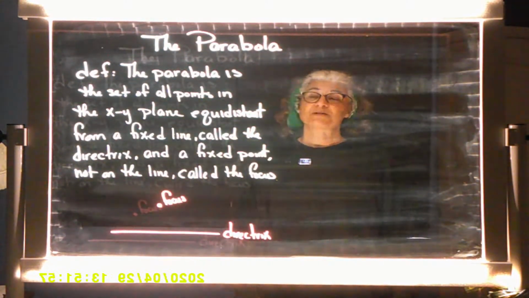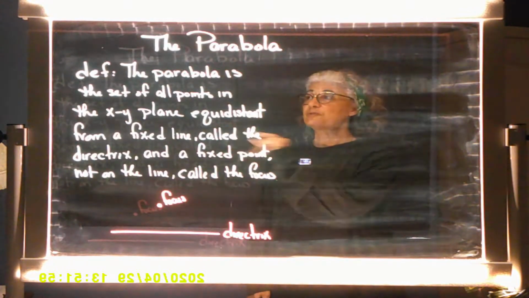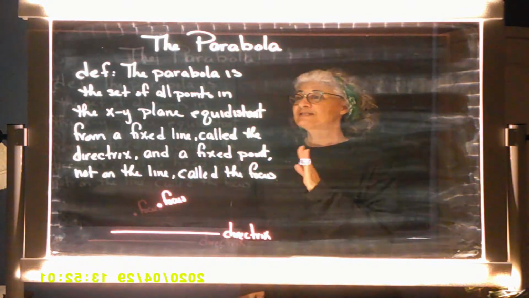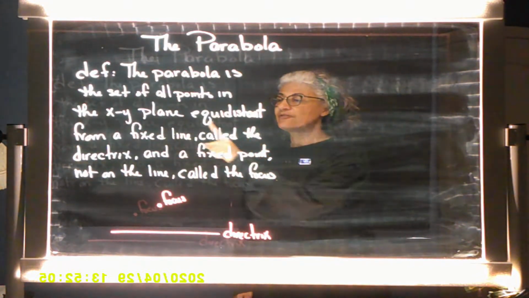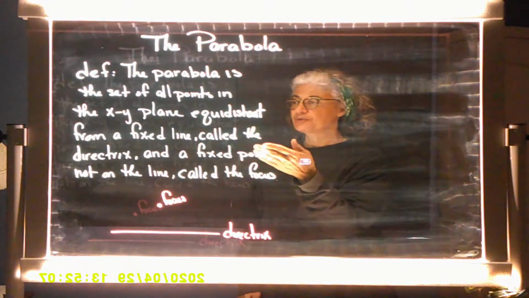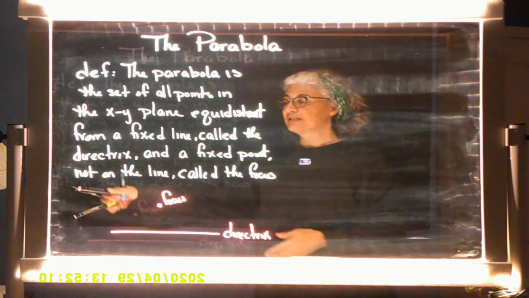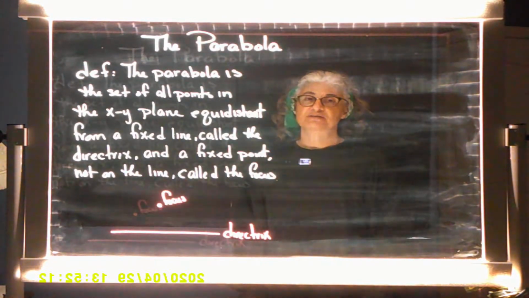Okay, so let's talk about the parabola. Here's the definition of a parabola. The parabola is a set of all points in the xy plane equidistant from a fixed line called the directrix and a fixed point that's not on the line called the focus.